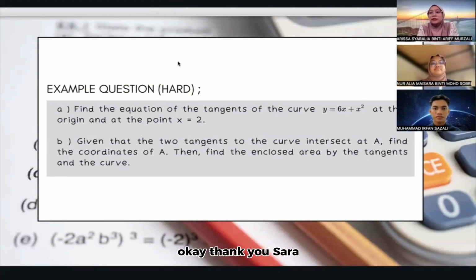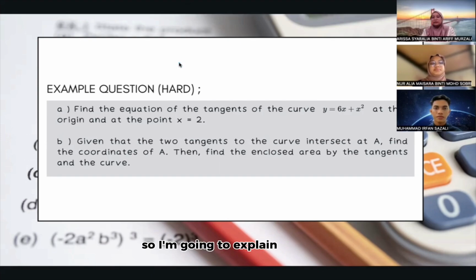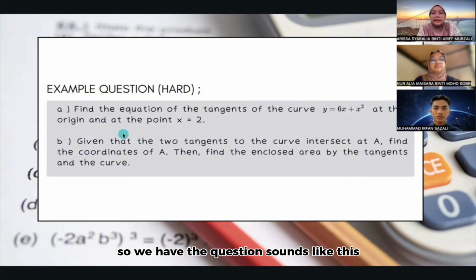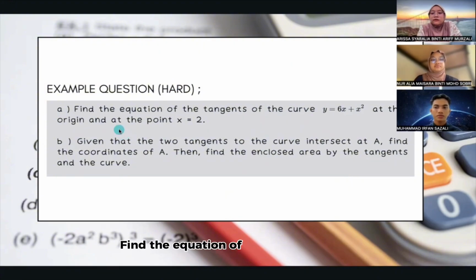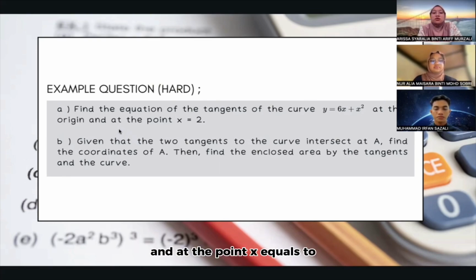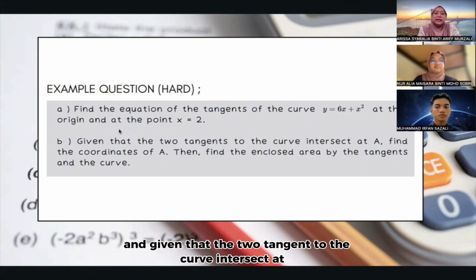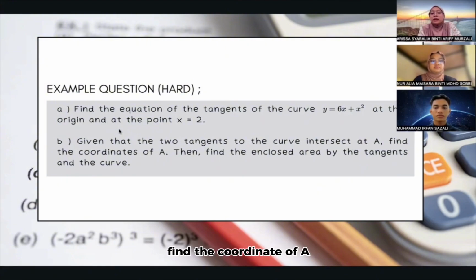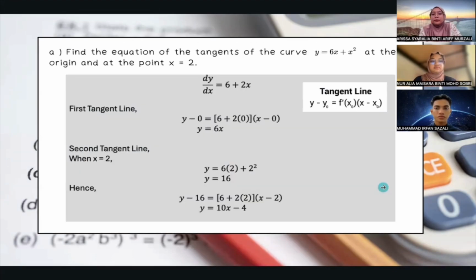Okay, thank you, Sarah. So I'm going to explain the hard question here. The question sounds like this. Find the equations of the tangents of the curve y equals 6x plus x squared at the origin and at the point x equals 2. Given that the two tangents to the curve intersect at A, find the coordinates of A, then find the enclosed area by the tangents and the curve.